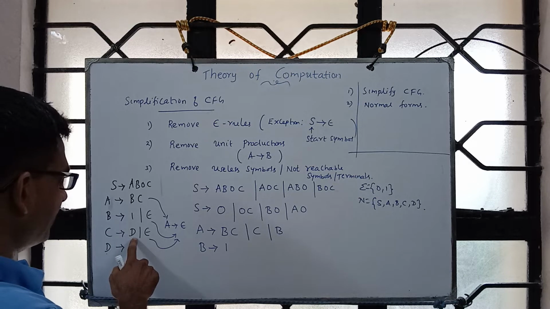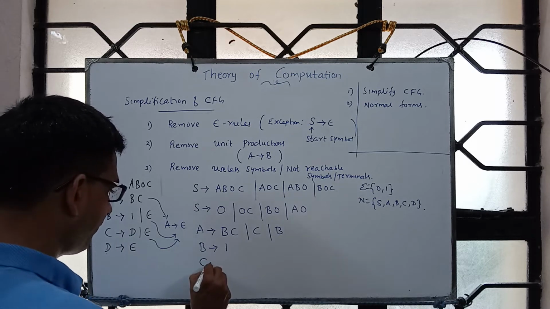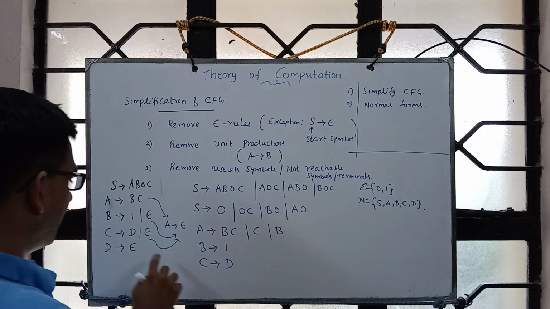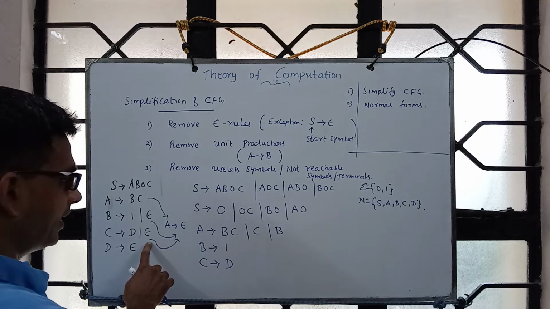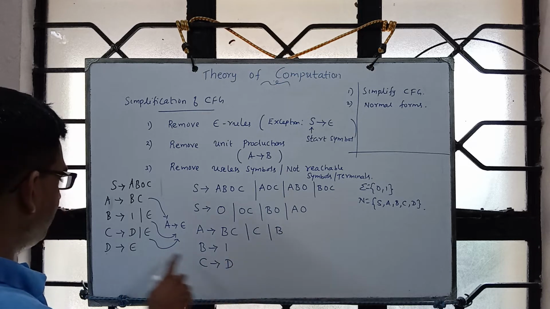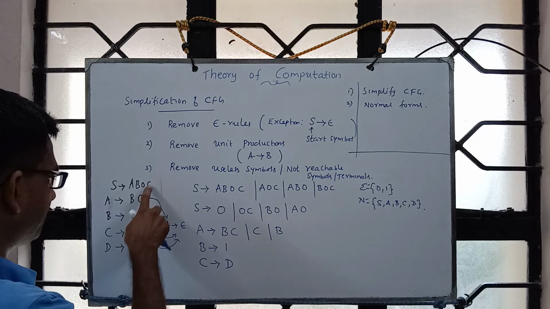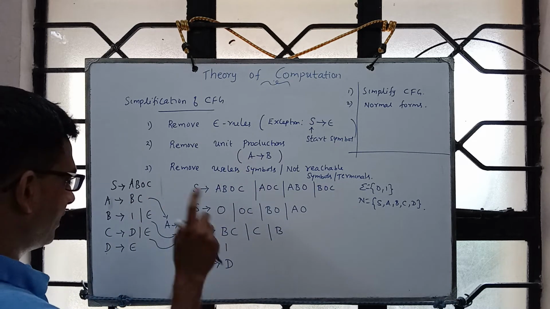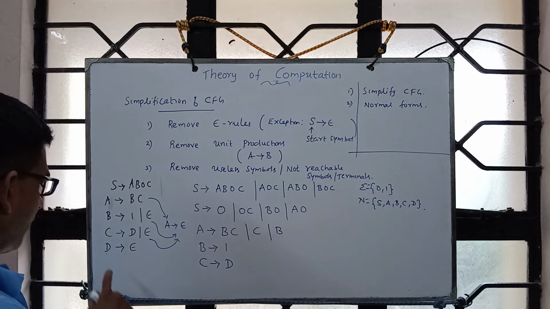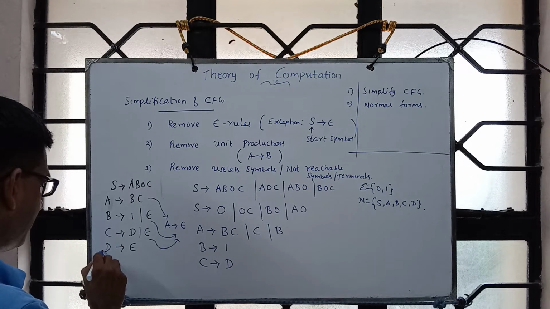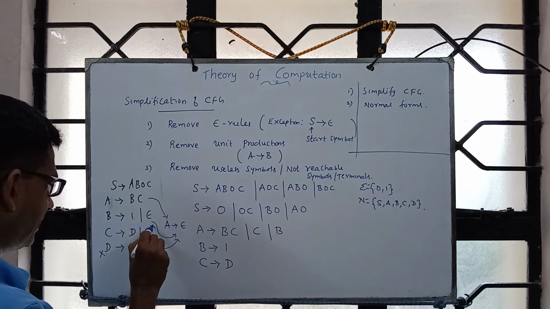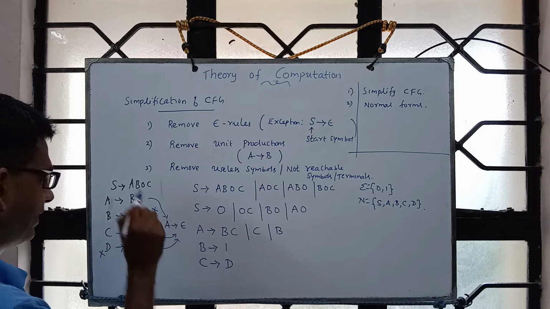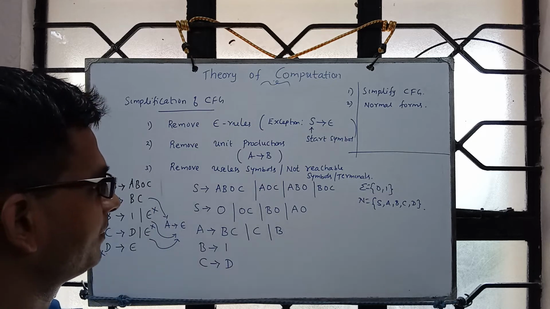Then C → D, and C → epsilon is removed, because wherever you substitute C → epsilon, the resultant string is generated or listed here. Now D → epsilon can be removed. This can be removed. C → epsilon can be removed. B → epsilon can be removed.